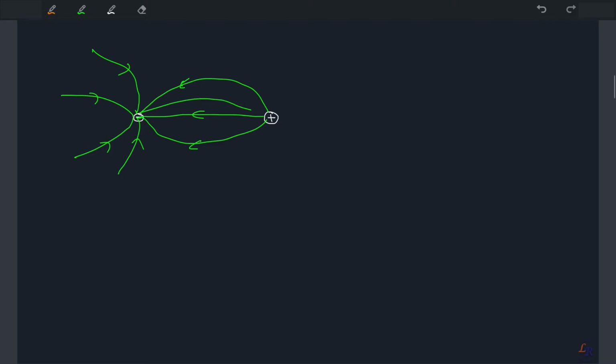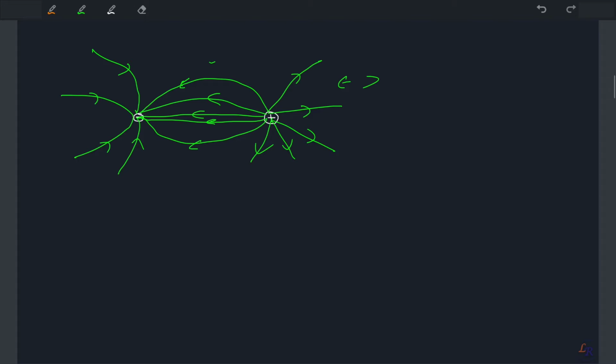And if you notice here, the field lines would be denser here, right? Because it means the electric field will be higher here compared to the other places. And here it would be slightly sparse. So it means that the electric field in this region is higher compared to this region. This is higher compared to this region.